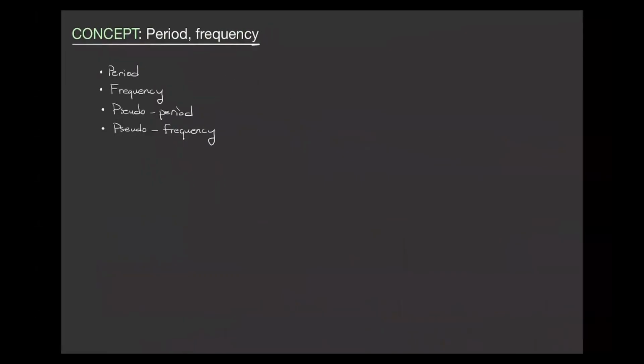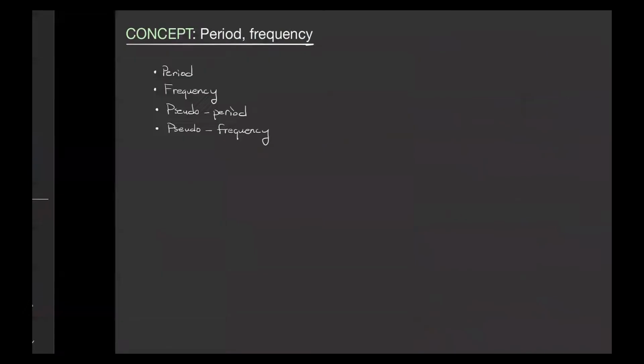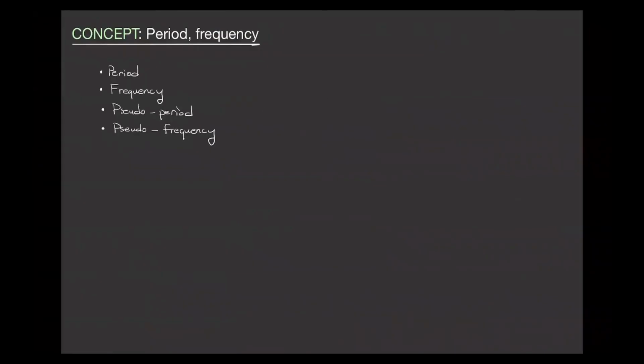Now, in addition to this, you have some notions of period and frequency, and I've essentially written it as period, frequency, and then pseudo period, pseudo frequency. Maybe I'll actually start with pseudo period and pseudo frequency because period and frequency are just a more specific case of that. So let's say you have an instance where there's oscillation, either in the undamped or the underdamped case, either one. Because it's a little more general, let's do the underdamped.